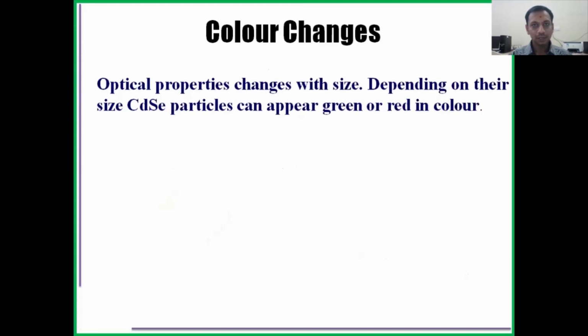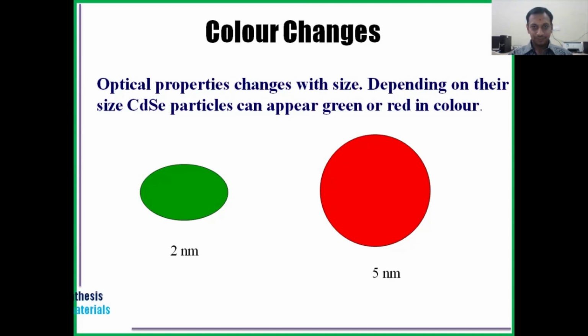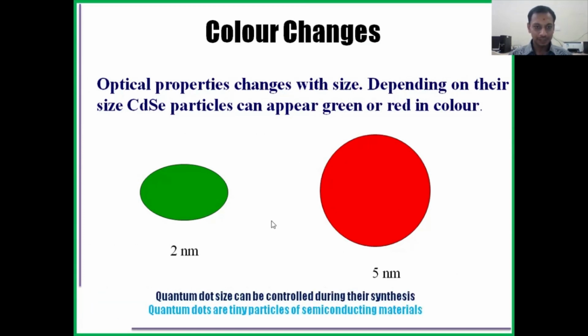By this way, the example of CdSe is also very popular. CdSe, 2 nanometer. If you change the size, the optical property is changing. So you can see the red color of 5 nanometer particle. This is computer simulation. This is not a real particle, but the real particle you can see now in the next slide. By this way, optical properties are related with the size of nanomaterial.